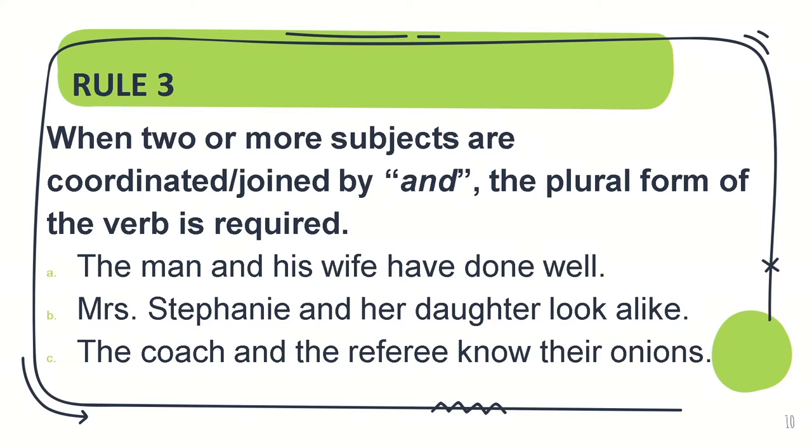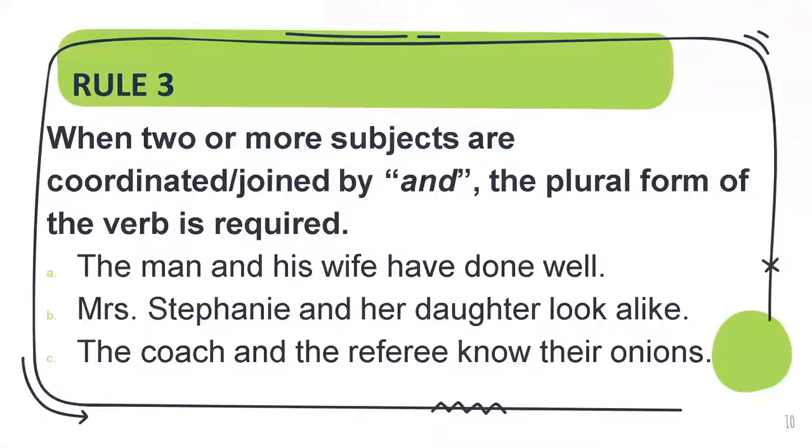verb is required. When two or more subjects are coordinated or joined by and, the plural form of the verb is required. We're simply saying that when we have two subjects, and these two subjects are joined by the conjunction and, we use the plural verb. Two subjects joined by the conjunction and requires a plural verb. Example, the man and his wife have done well.